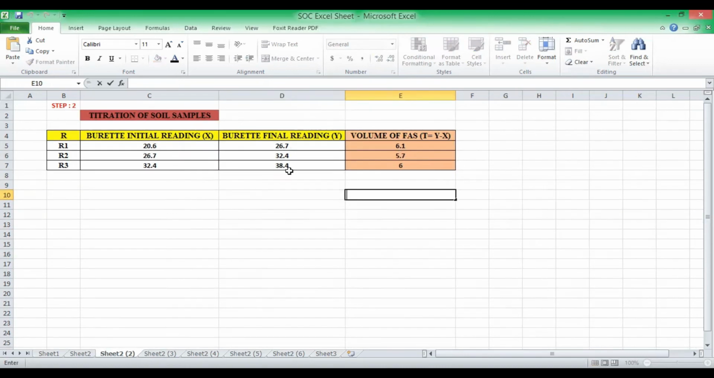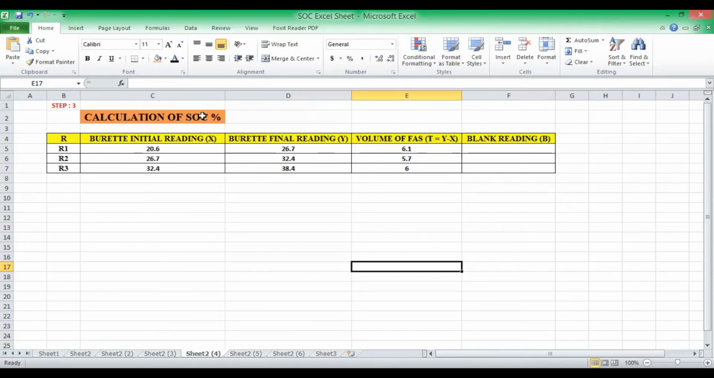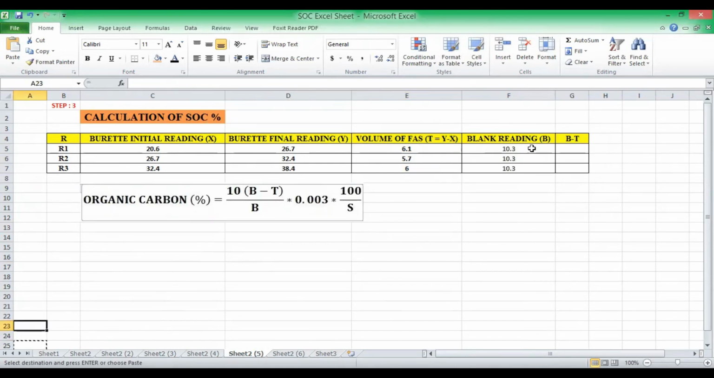Okay, next, do the calculation for soil organic carbon percentage. Once we have the T value and the B value, S value we already know. So first thing first, we'll do this portion of the formula, B minus T. So B is the blank reading, which is 10.3. So 10.3 minus T, for replicate 1, will be 6.1. So we get 4.2. So B minus T will be 4.2 for replicate 1, and it will be 4.6 and 4.3 for replicate 2 and 3 respectively.